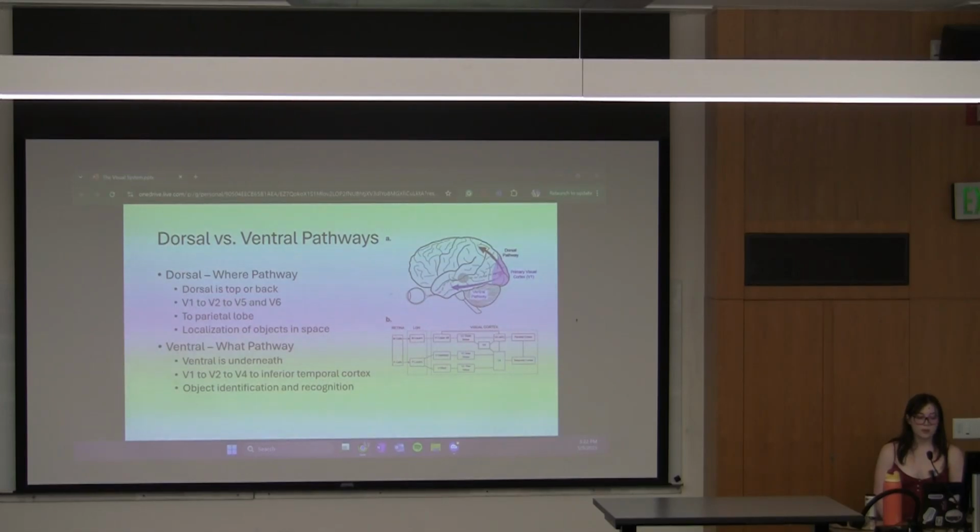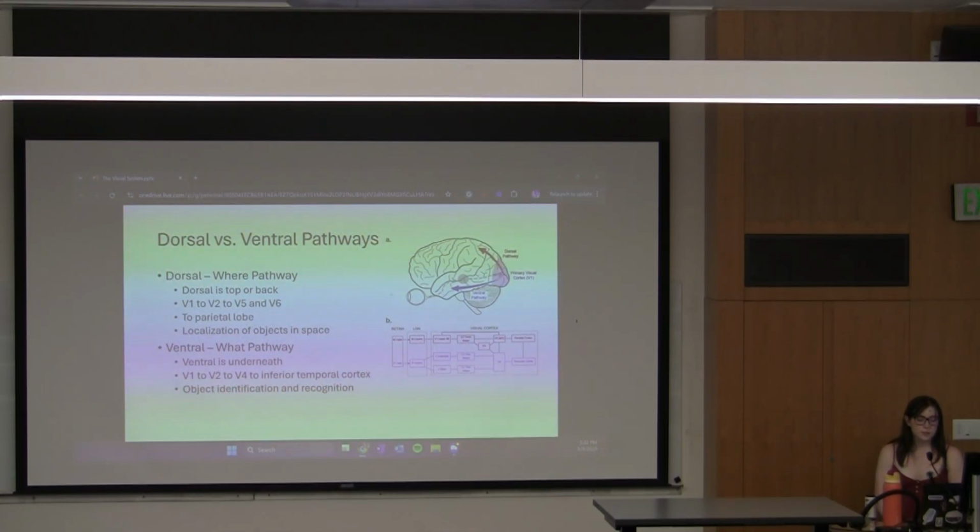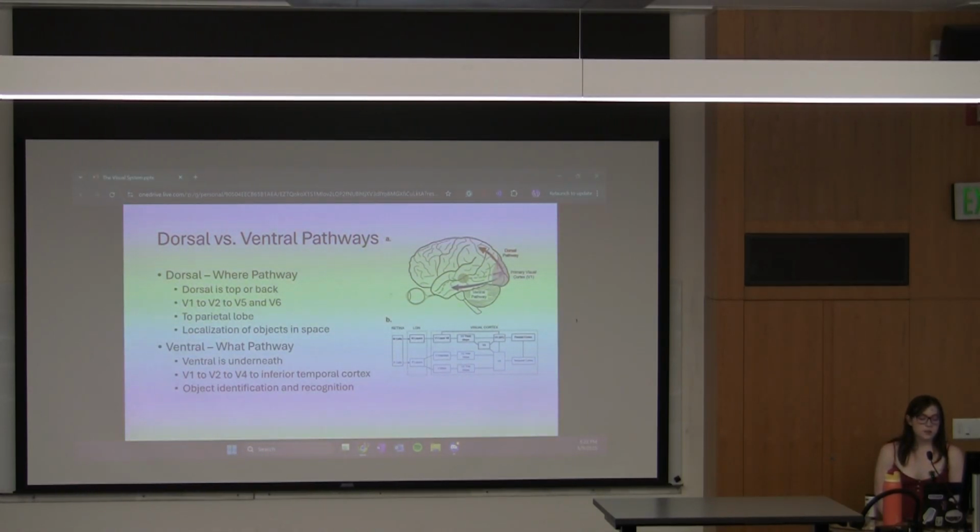So we have two pathways called the dorsal and ventral pathways. The dorsal pathway is the where pathway. So dorsal, if you think of a dolphin, their dorsal fin, it's the top or the back of your head. For this, it goes from V1 to V2 to V5 to V6, overall to the parietal lobe. This is responsible for localization of objects in space.